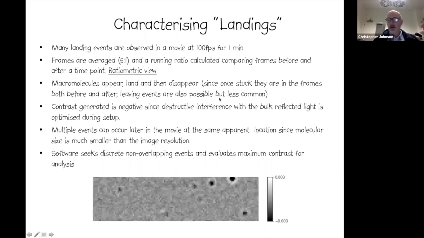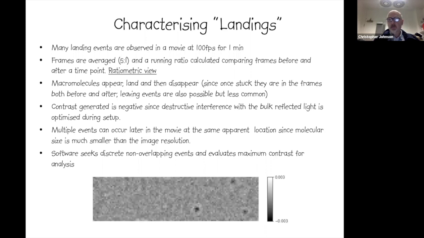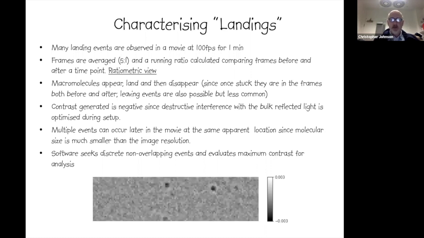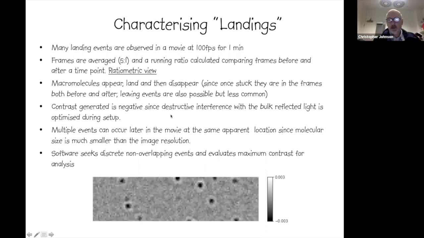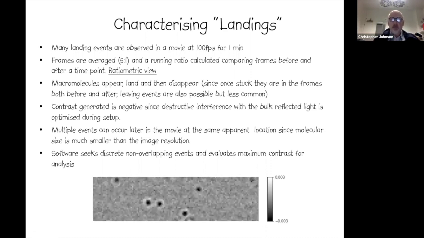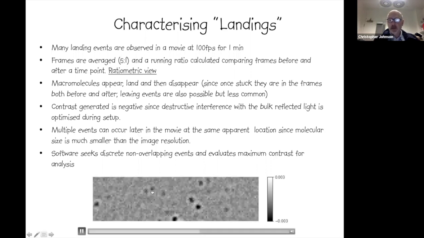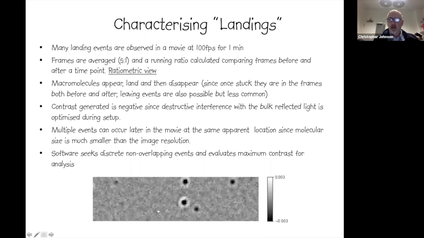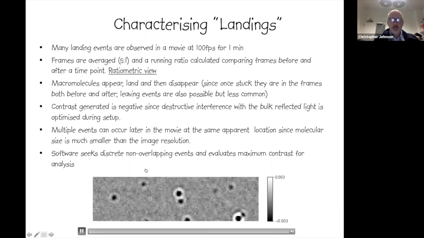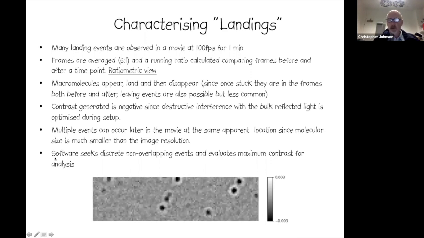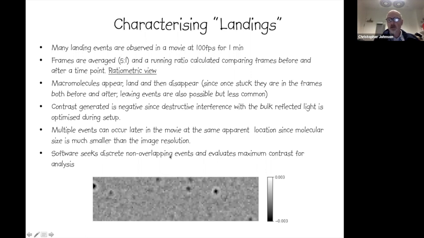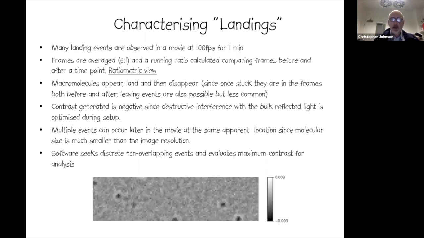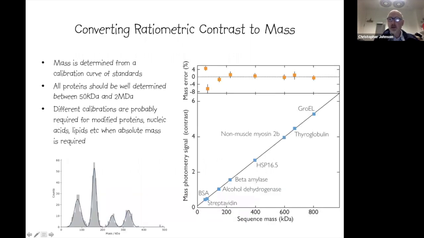As I described earlier, most materials will stick to glass very, very efficiently, although it's not always obvious in most experiments. The contrast that's generated is negative since the instrument is optimized to give destructive interference. Multiple events can occur in the movie at the same position. That's because the molecular size is typically a lot smaller than the image resolution that we're seeing in the movie. And the software that comes with the instrument analyzes these movies, and it looks at discrete and non-overlapping events. And then it evaluates the maximum contrast that's generated by these landing events. And this contrast scales very linearly with molecular mass.